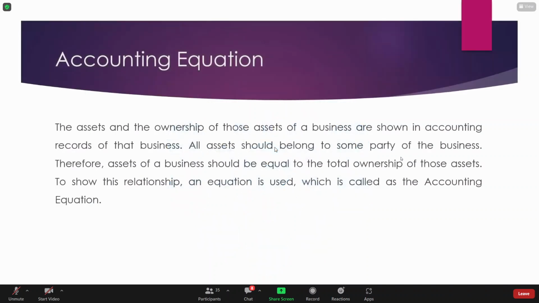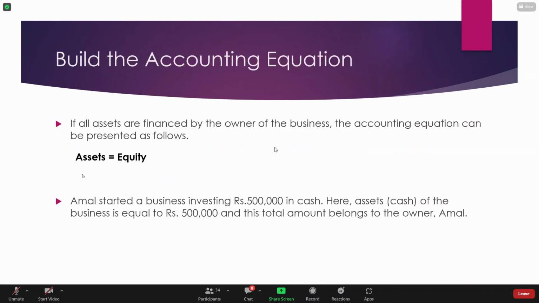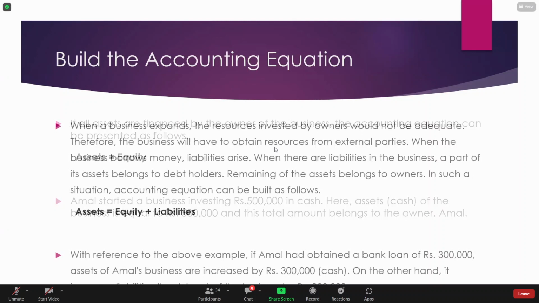Fine. Accounting equation. The assets and the ownership of those assets of a business are shown in the accounting records of that business. All assets should belong to some party. Therefore, the assets of the business should be equal to the total ownership of the assets. To show this relationship, an equation is used, which is called the accounting equation. It all starts with assets equals equity. Now, Amal started a business investing 500,000 in cash. Here, the assets of the business equal 500,000, and this total amount belongs to the owner Amal. So assets equals equity: cash equals equity, 500,000.